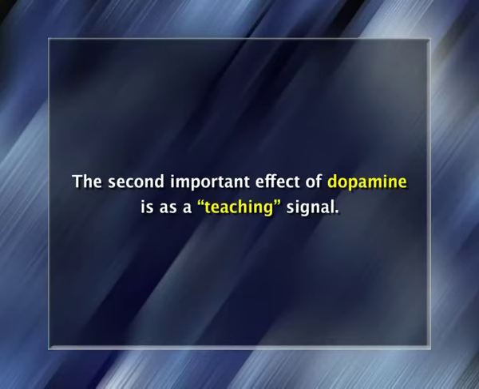The second important effect of dopamine is a teaching signal. When an action is followed by an increase in dopamine activity, the basal ganglia circuit is altered in a way that makes the same response easier to evoke when a similar situation arises in the future. This is a form of operant conditioning in which dopamine plays the role of a reward signal.